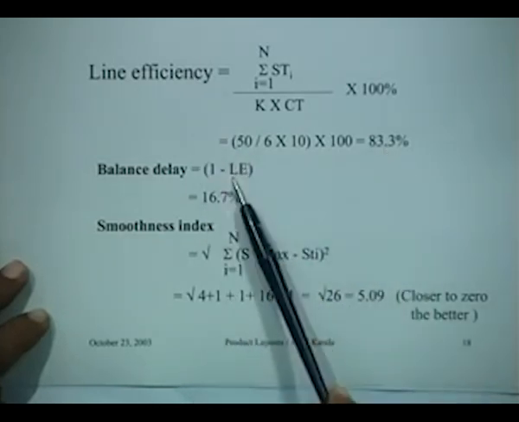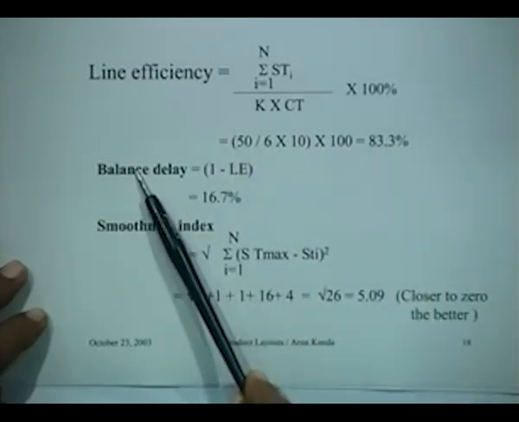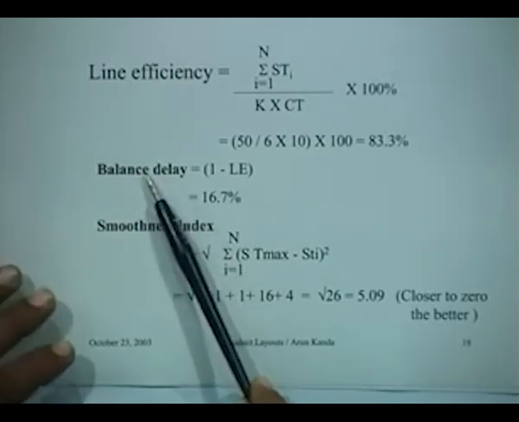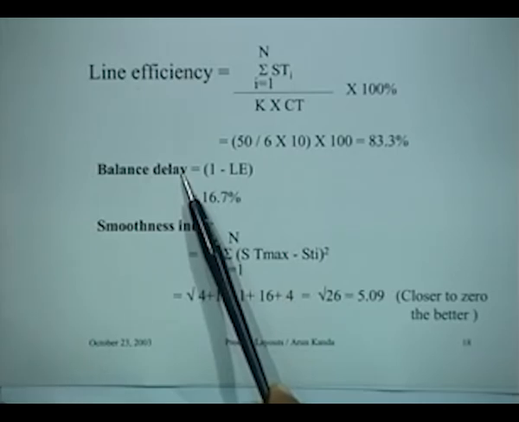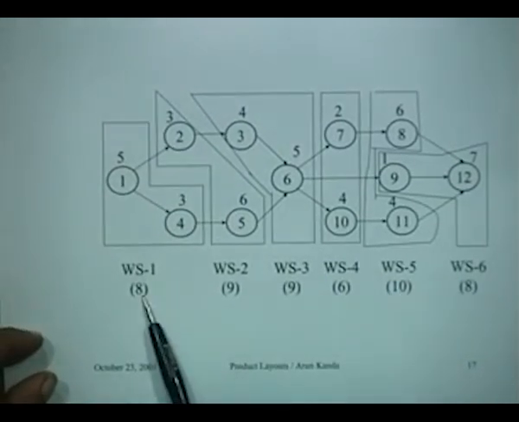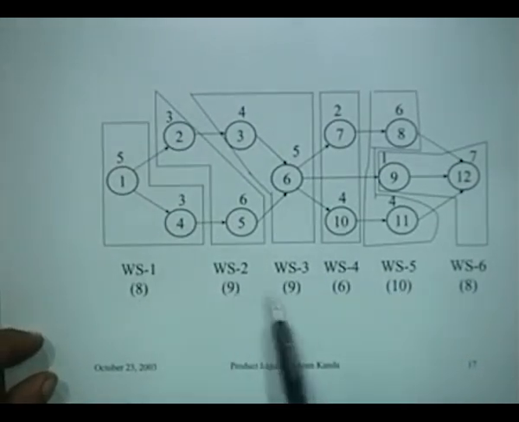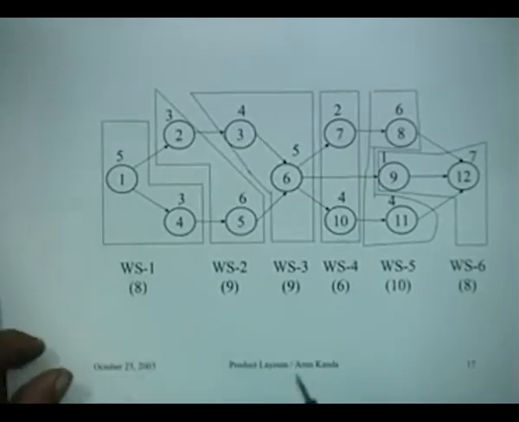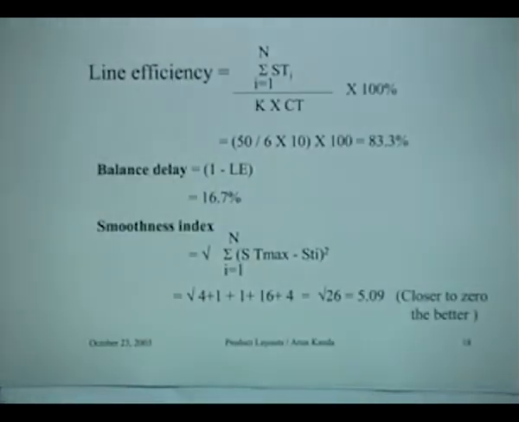1 minus the line efficiency is called balance delay. It's a measure of the inefficiency of the operation, really. So it's a measure of the idleness of the different stations. When we talk about idleness, what do you see? Out of the total of 10 minutes, this guy is idle for 2 minutes. This is idle for 1 minute, 1 minute, 4 minutes. This is not idle at all, and he is idle for 2 minutes.